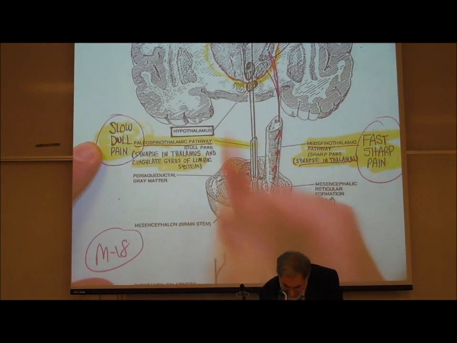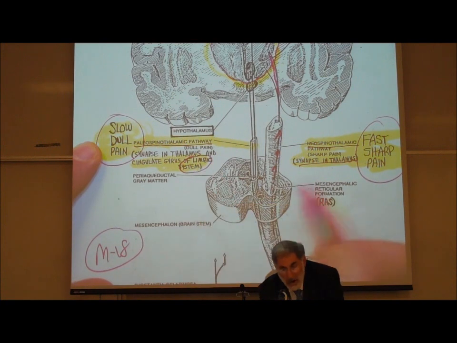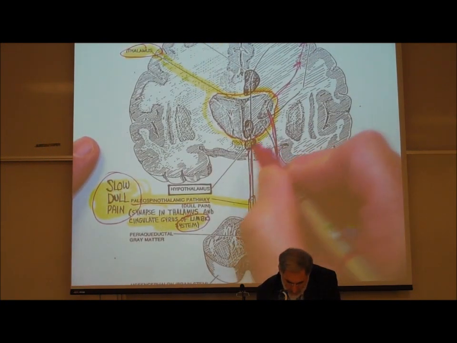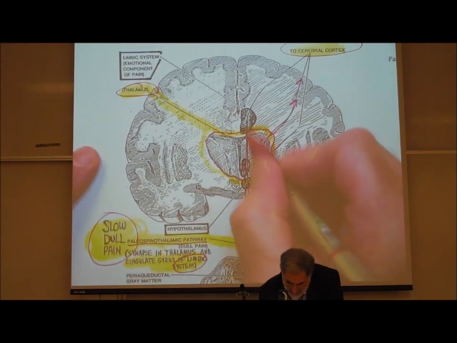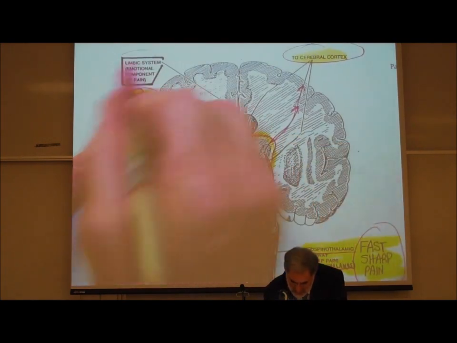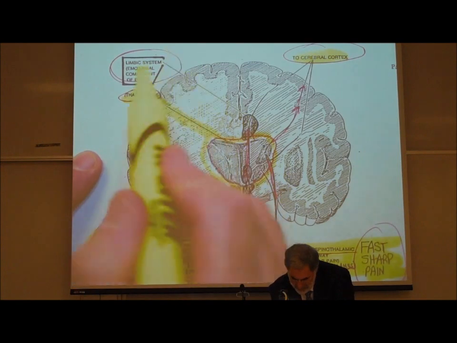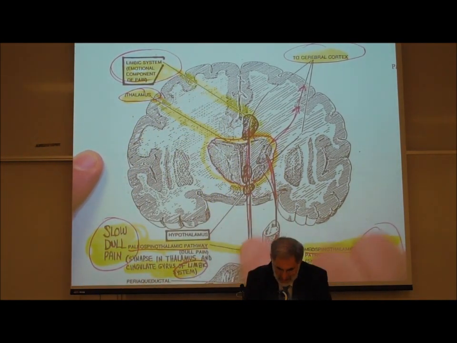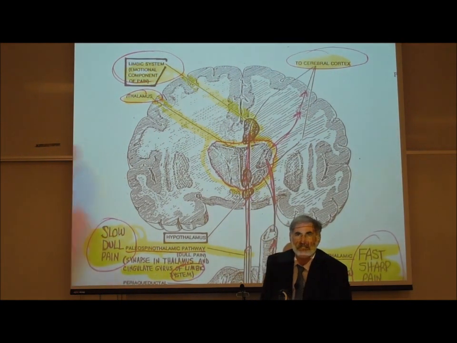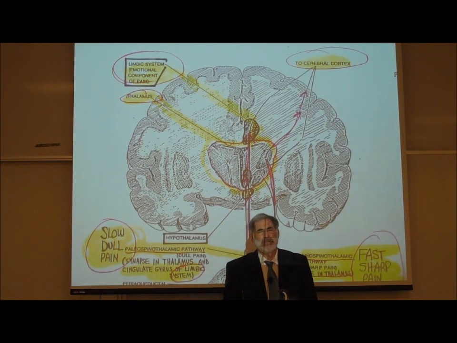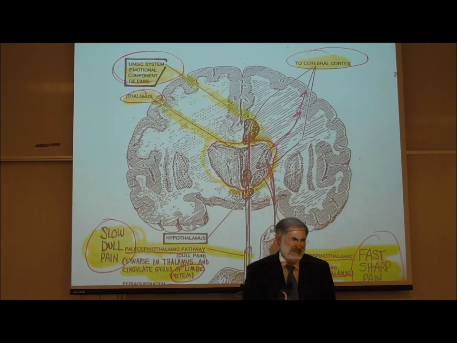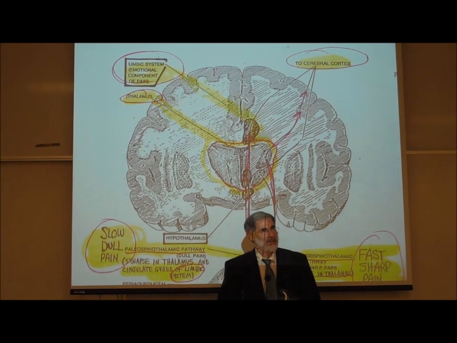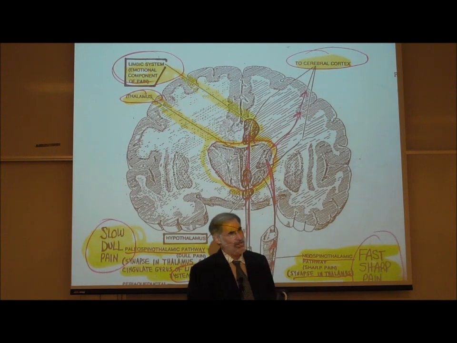Now, what do we know about the limbic system? Emotions. So this goes up here to the thalamus, and then from the thalamus right here to the limbic system. And when this signal reaches the limbic system, this causes the dull throbbing, oh, the emotional pain. Do you see the two facets of this?